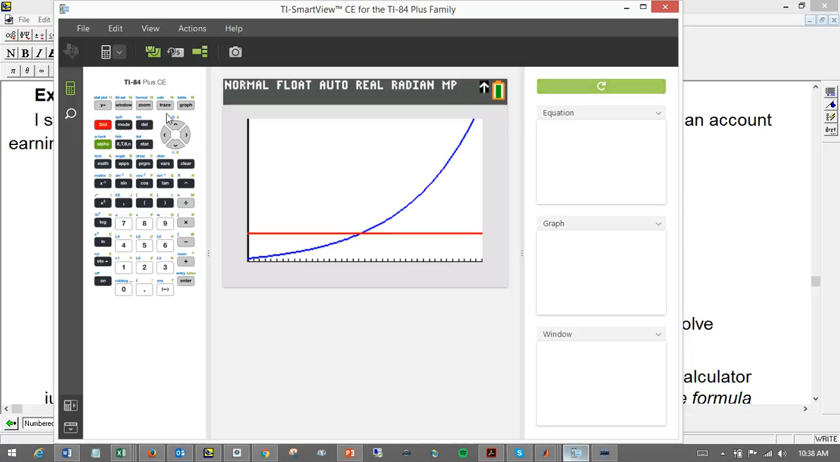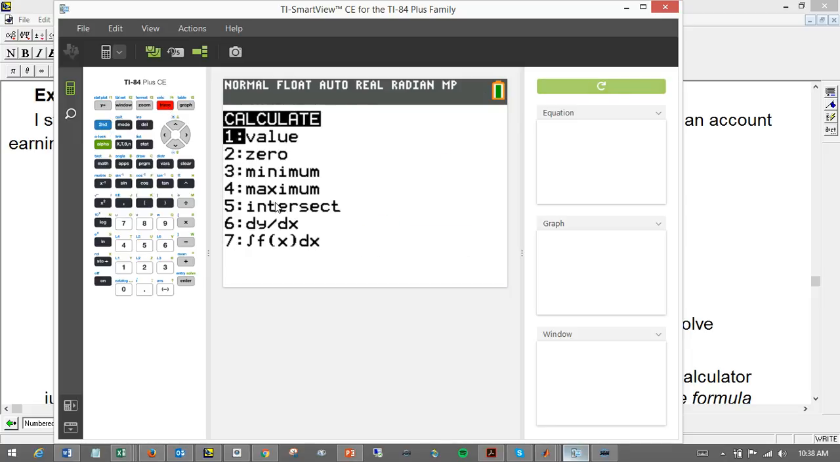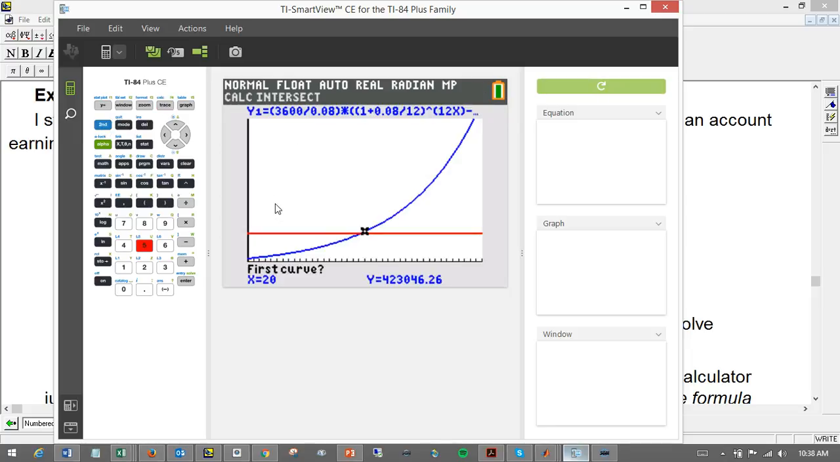So if you go to second calc, intersect, number 5 here, yeah, first curve is that one, second curve is that one. I'm already near the guess, and it's going to tell me about 19.4 years. Okay, so about 19.4, a little under 20 years out, I'm going to hit that mark of $400,000. So that's another thing we could do. So in the next one, I will show you how to deal with a debt. It's wonderfully simple.